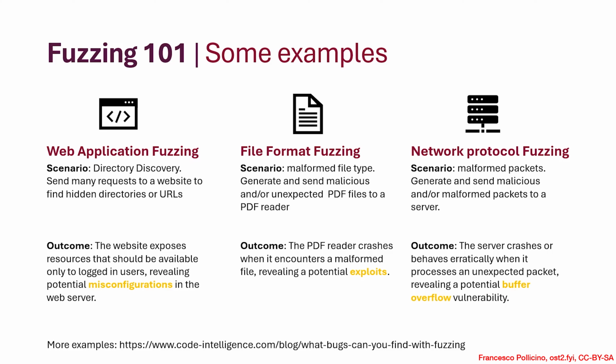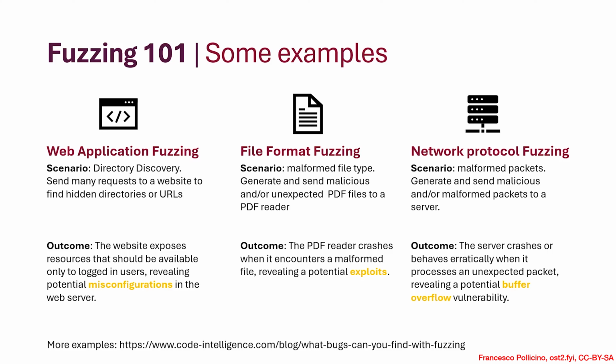In the second example, we consider file format fuzzing. In that case, we test, for example, a PDF reader by sending to it corrupted or malicious PDF files to see how it reacts. So, what are we testing? We are checking if the reader properly validates files before opening them. And the outcome is that the reader crashes. It could reveal a vulnerability that attackers might exploit to run malicious code.